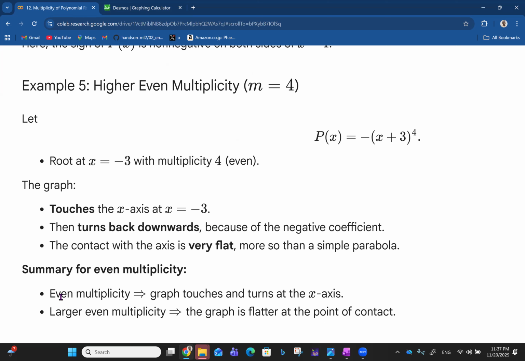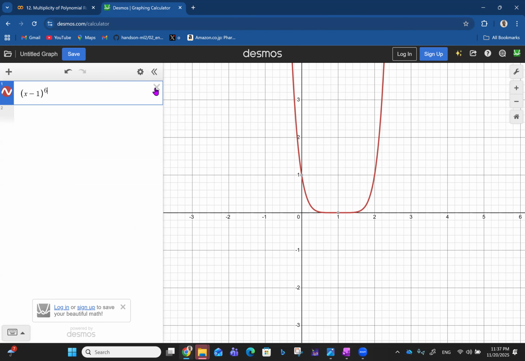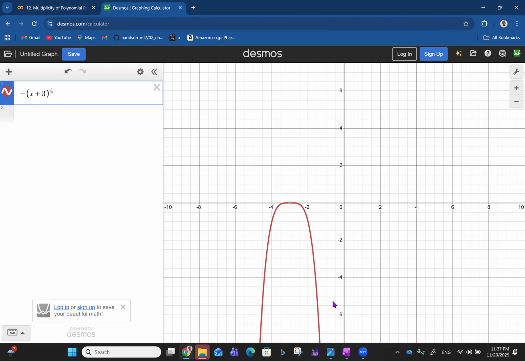So summary for even multiplicity. Even multiplicity implies that the graph touches and turns at the x-axis. Larger even multiplicity implies that the graph is flatter at the point of contact. So let's try out this minus x plus 3 raised to power 4 thing and see how it goes. Minus x plus 3 raised to power 4. So, you can see that now. The minus is what makes it turn in the opposite direction. And so if we increase this now, the flatness increases. So it's flatter with power 6. So it's more flattened out.